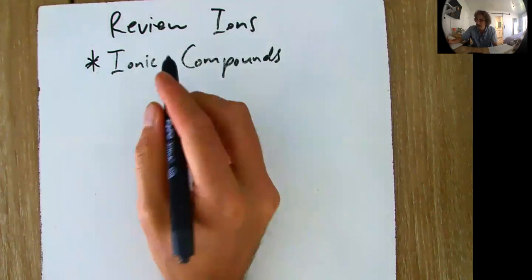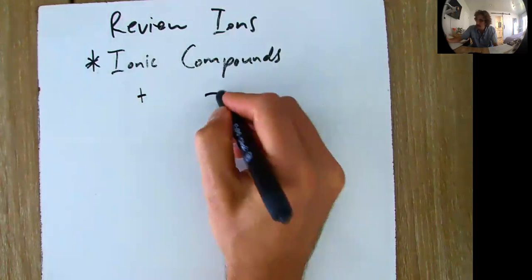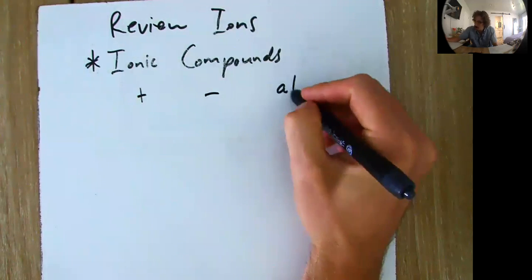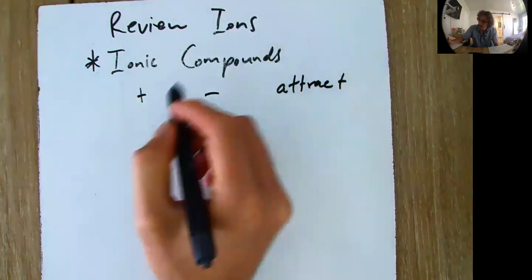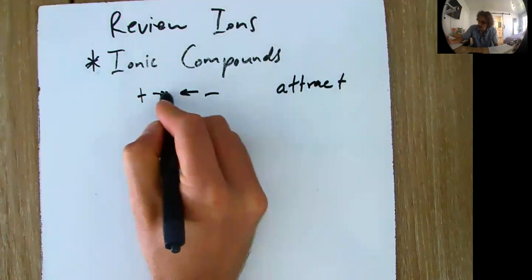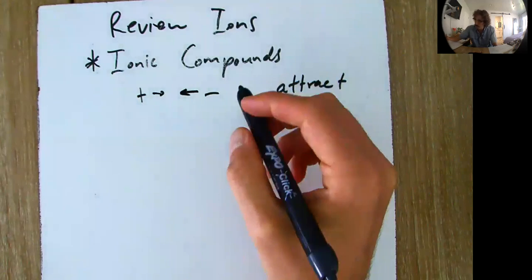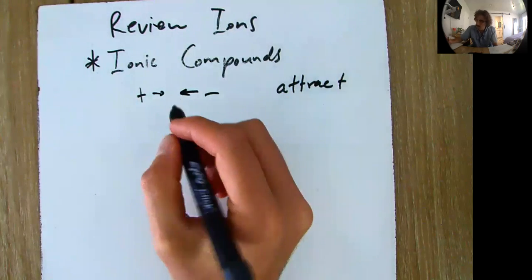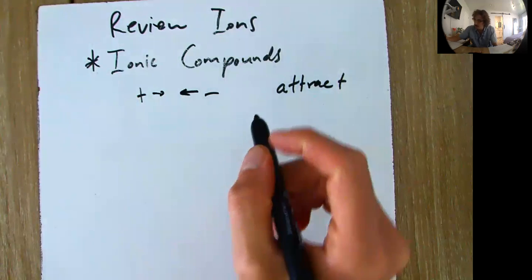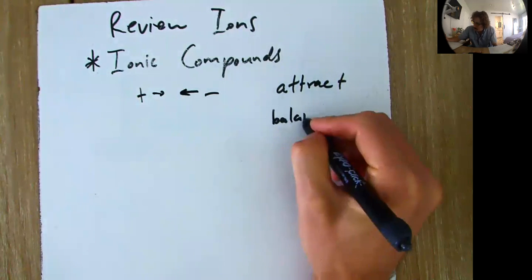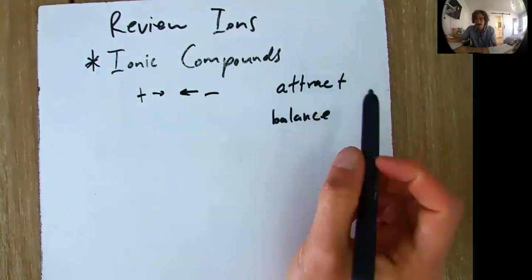We know from playing with magnets that positive and negative will attract. They will attract towards each other, and they want to balance.